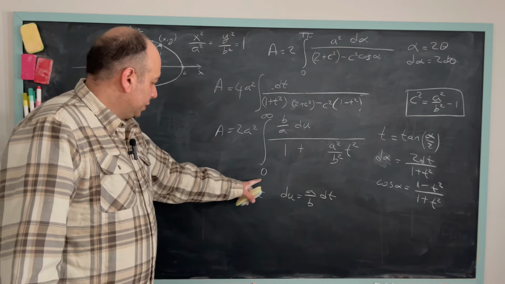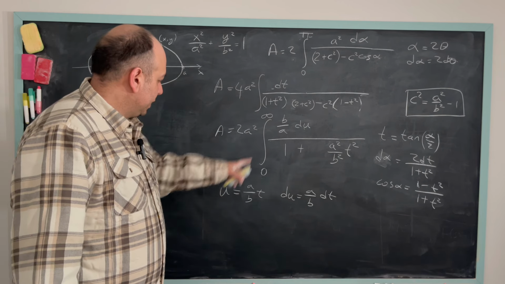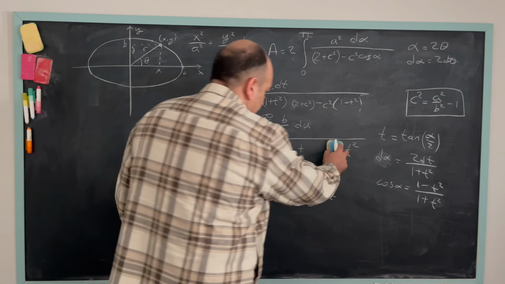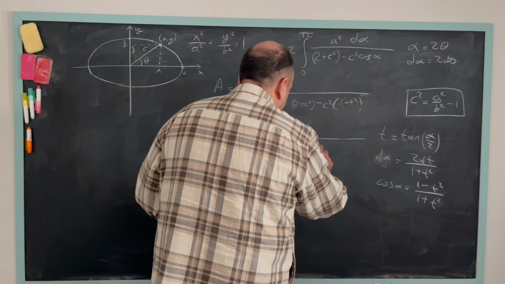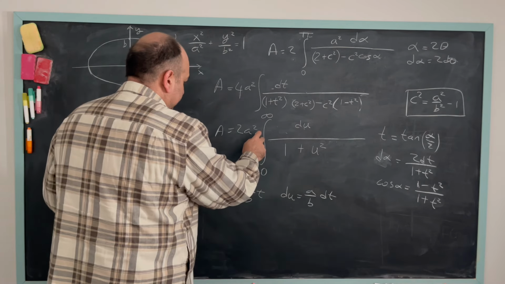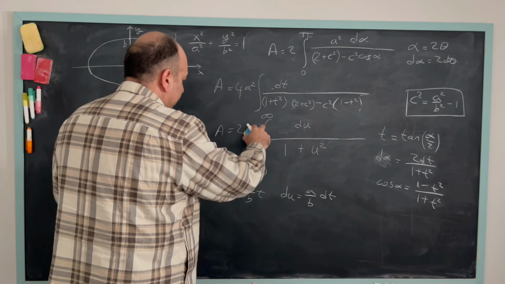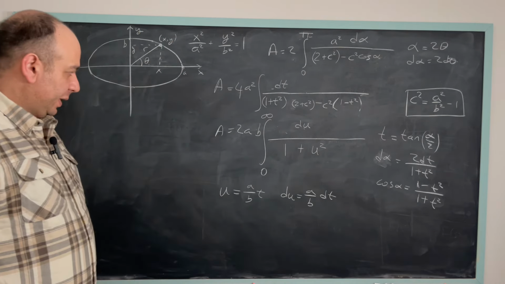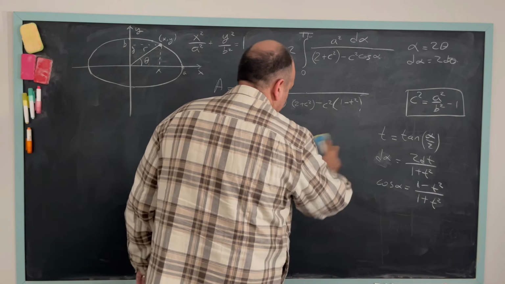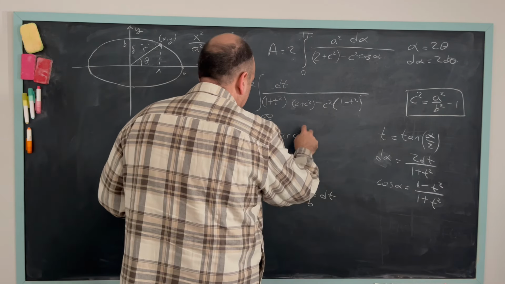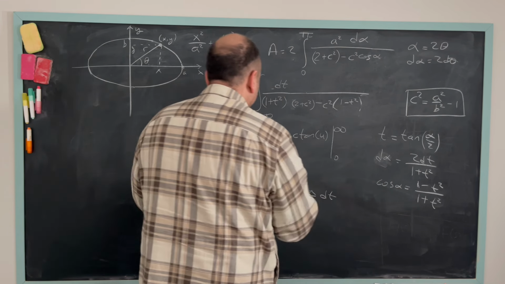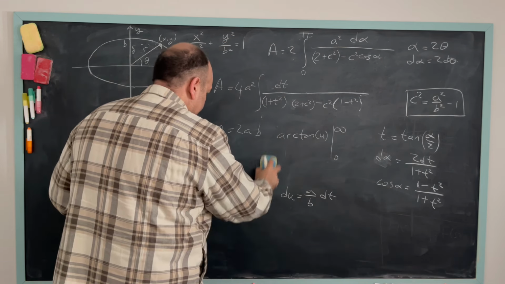So when t is equal to 0, u is 0. When t goes to infinity, u is infinity. So the limits don't change, right? And here, this becomes just u squared. Okay? So I can take b over a out. So this gives me 1b here, and I can divide by a. Okay? So what is this integral? This is nothing but arc tangent u, right? The limits are from 0 to infinity.